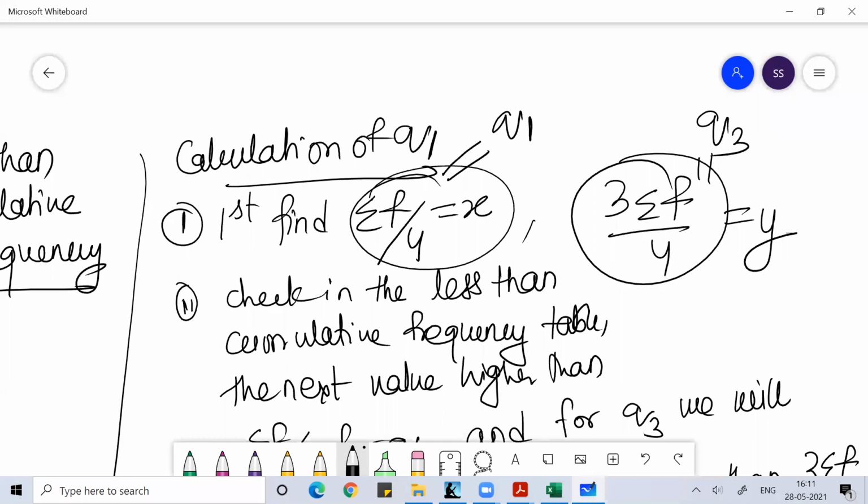Once we get this value, sum of f by 4 for quartile 1 and 3 into sum of f by 4 for quartile 3, then we'll see in the less than cumulative frequency table the next value which is higher than sum of f by 4. And for quartile 3, we'll see the next value which is higher than 3 into sum of f by 4.